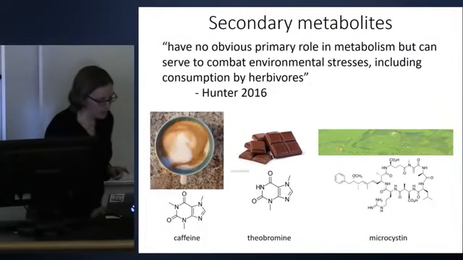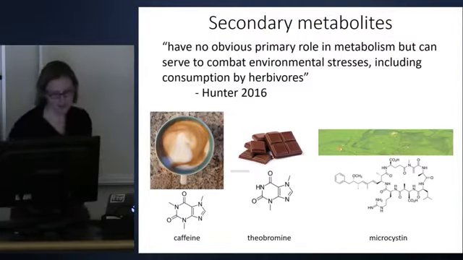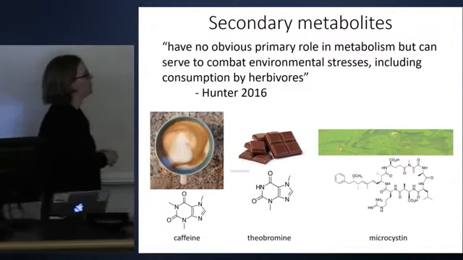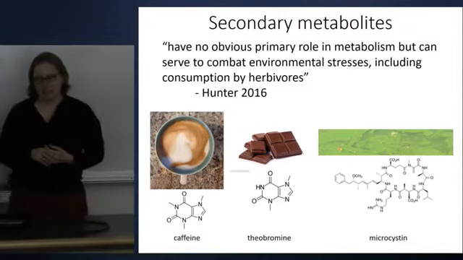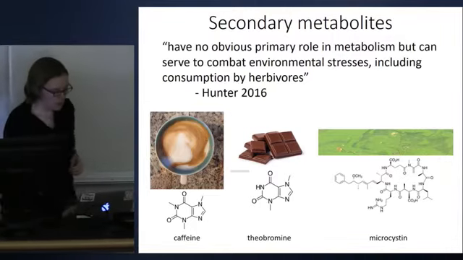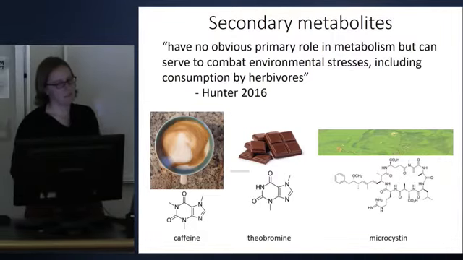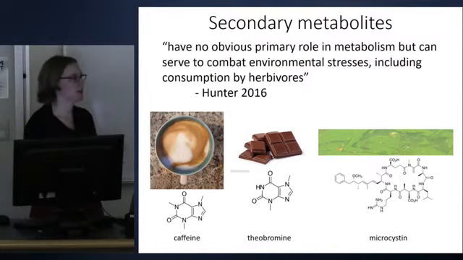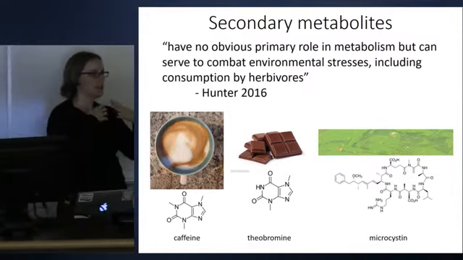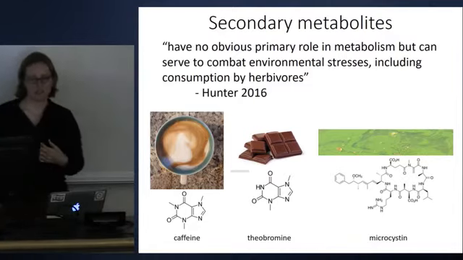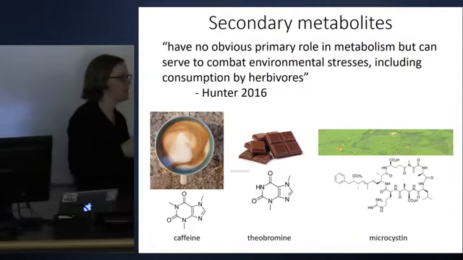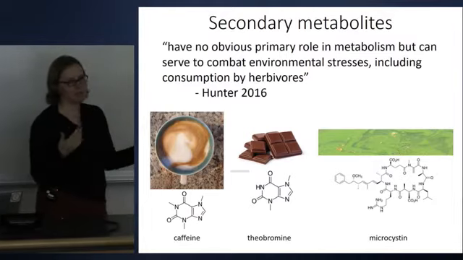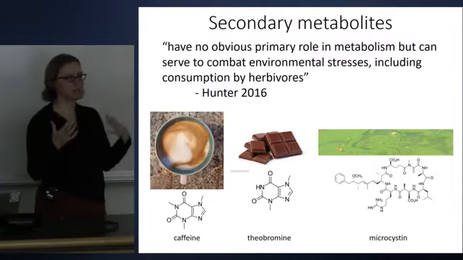And I'll come back to blooms in a second, but I want to introduce the other term that I mentioned a couple of slides ago, which is secondary metabolites. So secondary metabolites are compounds that have no obvious primary role in metabolism, but they have some other role. So they're often things that help deal with some environmental stress. And so often that environmental stress might be consumption by herbivores, but there are other things. Secondary metabolites can be used for communication.